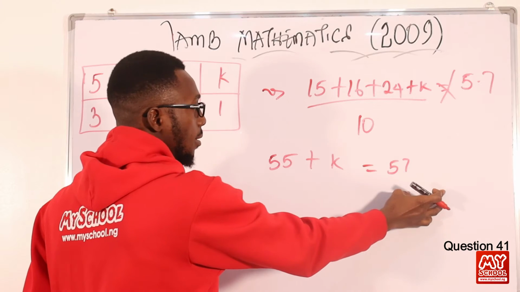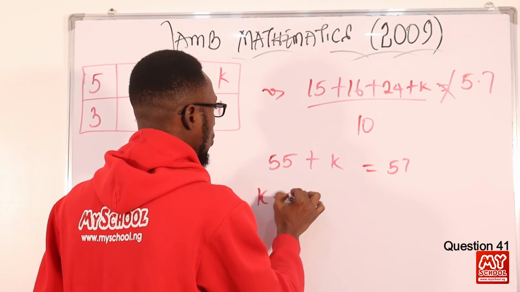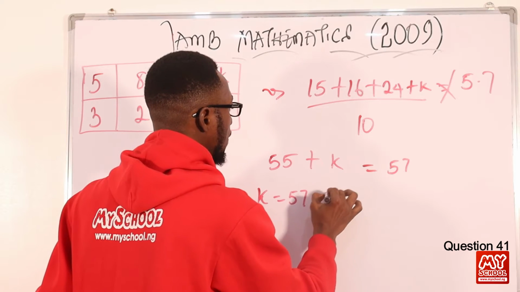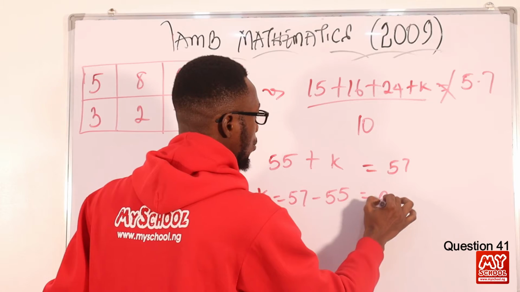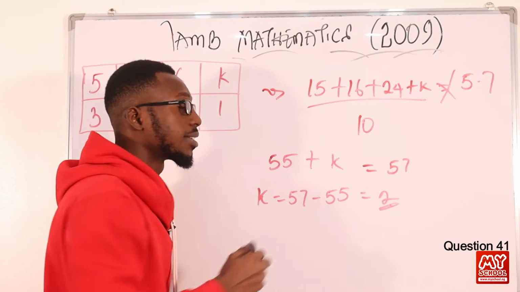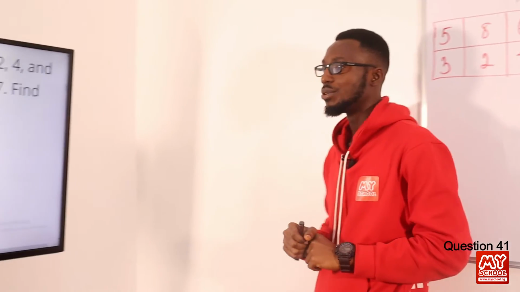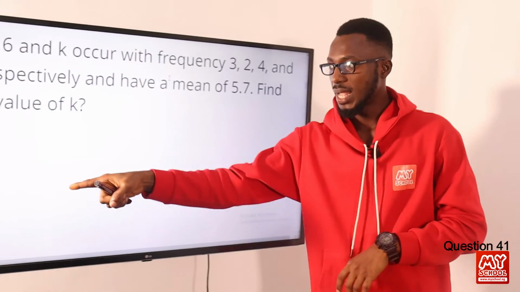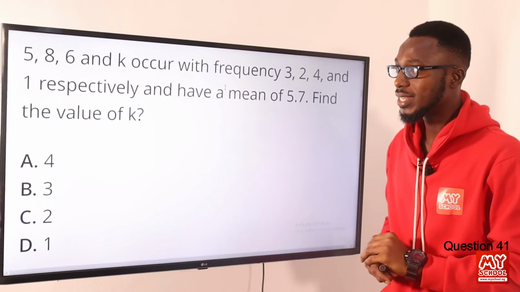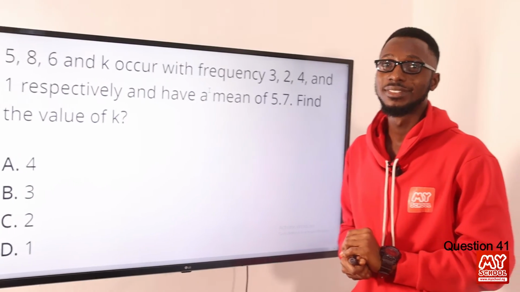So I have to send this outside. So I have k equals 57 minus 55, and that is 2. So the value of k is actually 2. So let's go back to the screen to sort out the value 2. That's in option C. So option C is the correct option.